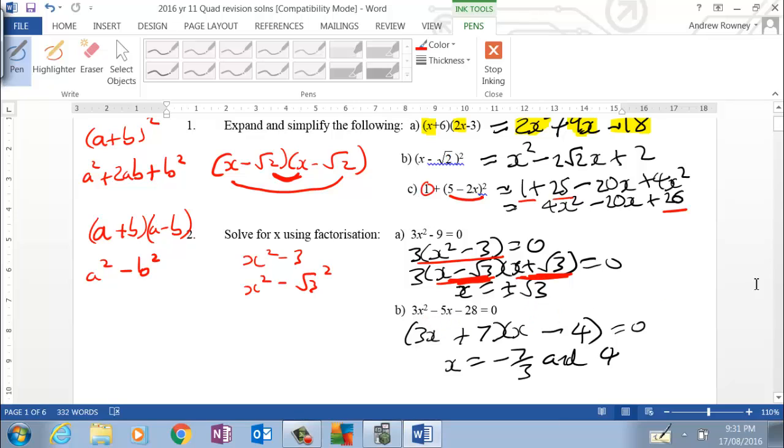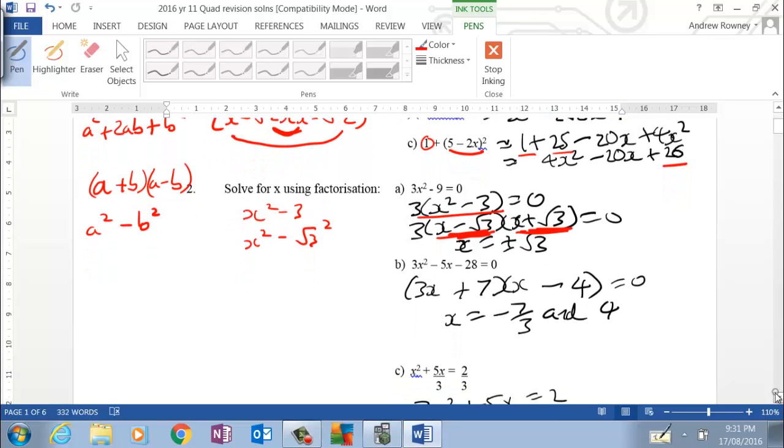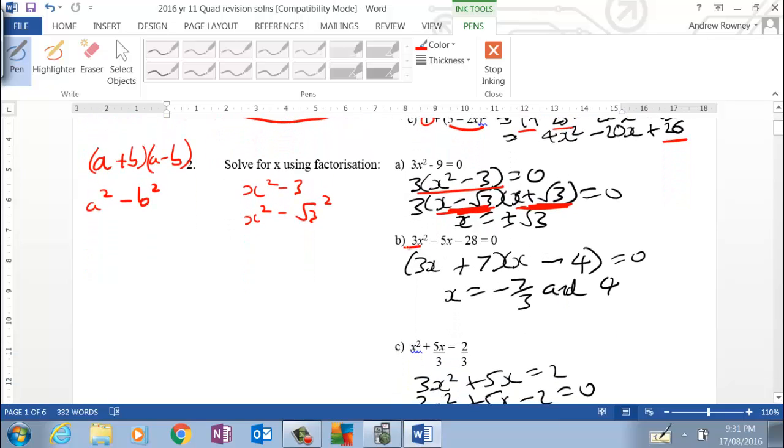This one here in part B, you can't take out a common factor, so you've got to FOIL it straight off. The first comes from 3x and x. The last, you have to do it 7 times 4 such that the outers and the inners give minus 5x. Now reading off the two brackets, we can see that in this first case x is minus 7 on 3, that'll make that 0. In this case x equals 4, that'll make that 0. These are called x-intercepts, or in this case they're solutions of the equation.